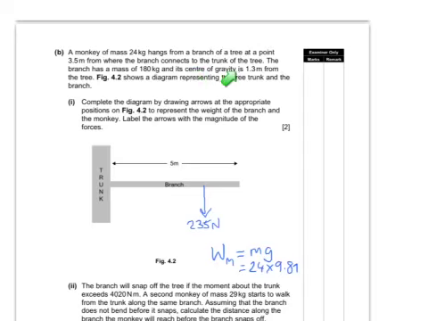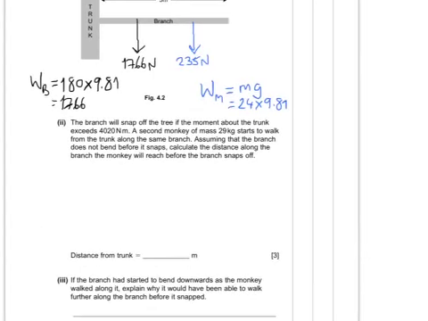Now next up is the weight of the branch, and it is a mass of 180 kilograms, and its center of gravity is 1.3 meters from the tree. So let's just draw that in a different color. 1.3 meters, so roughly about here. And again, this is the weight of the branch. It is going to be again m times g, but this time 180 times 9.81, which is 1766 newtons. I've rounded that up.